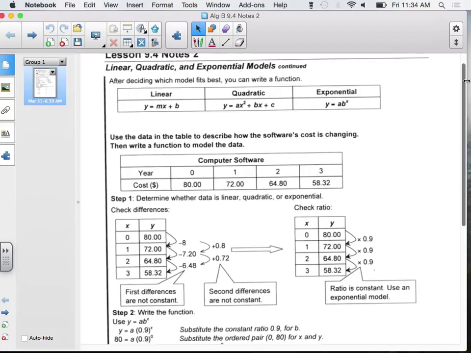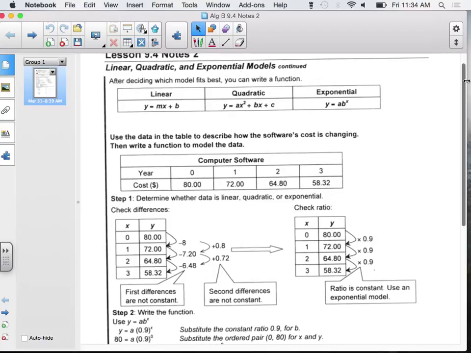So linear, y equals mx plus b. What does m stand for? In a linear function, slope, right? And what is slope again? Rise over run. So our change in y's over our change in x's, right?